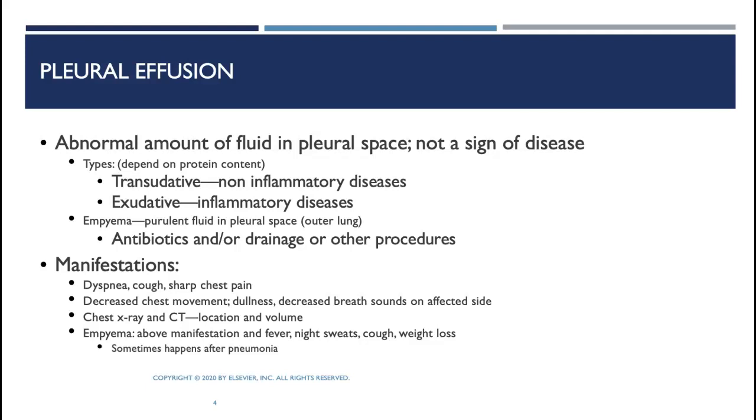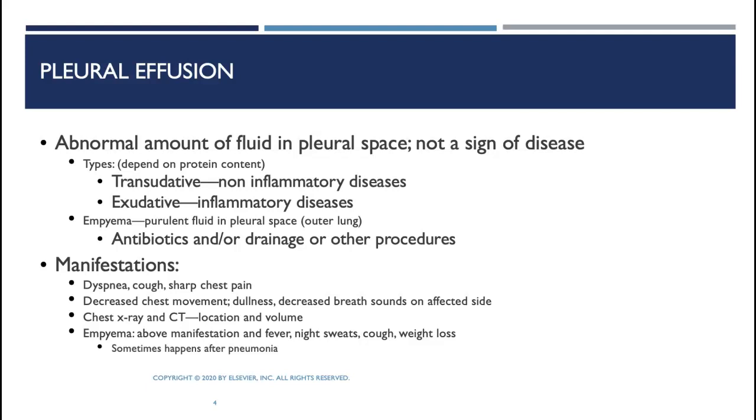The patient will often be short of breath. They'll have a dry cough. They may have sharp chest pain or that pleuritic chest pain that we talked about the other day. Decreased chest movement, dullness, decreased breath sounds, especially over that area on that affected side. And we'll usually do a chest x-ray and a CT to locate where the pleural effusion is and get an anticipated amount for the volume.